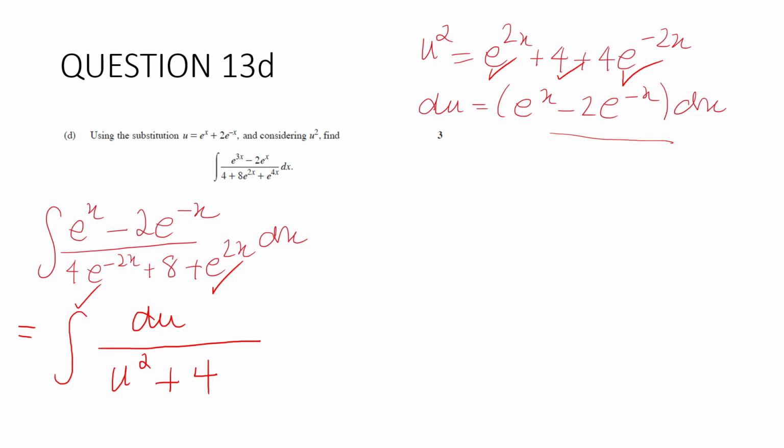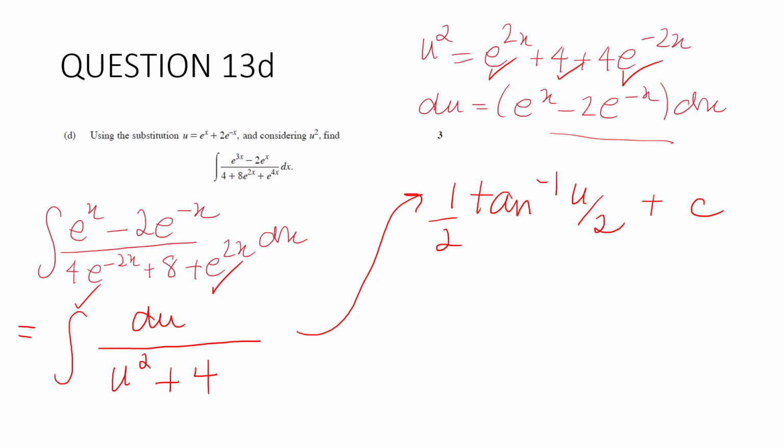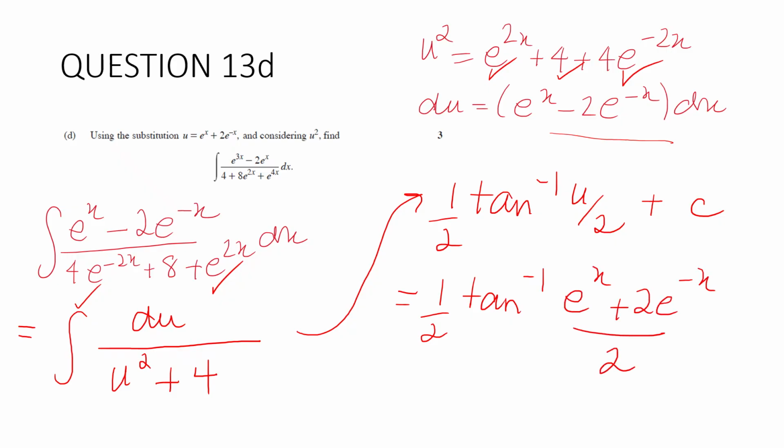Which of course we know how to integrate, don't we? It is going to be inverse tan of u on 2, and we need a half out the front, plus c. So that is equal to a half inverse tan of (u is e^x + 2e^(-x)) all over 2, plus c.